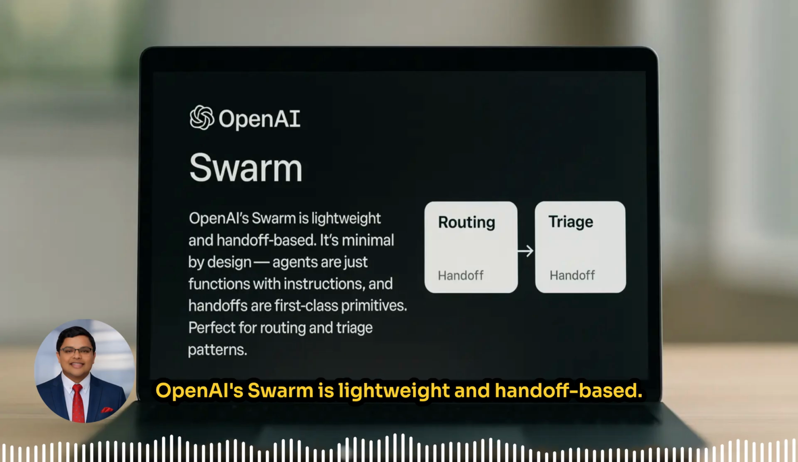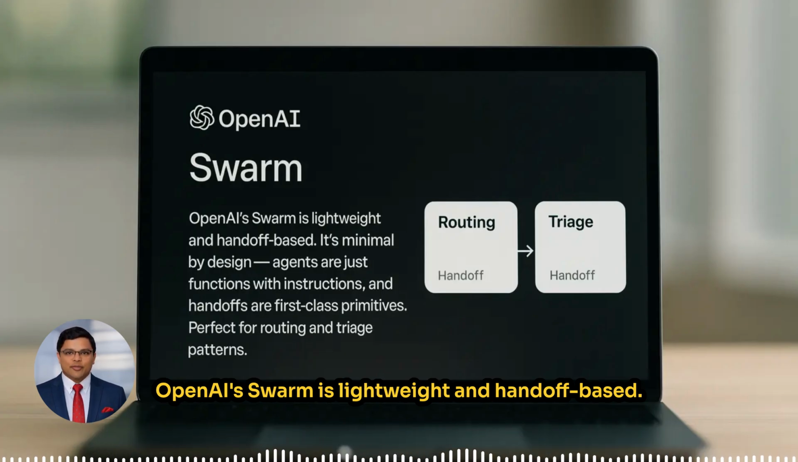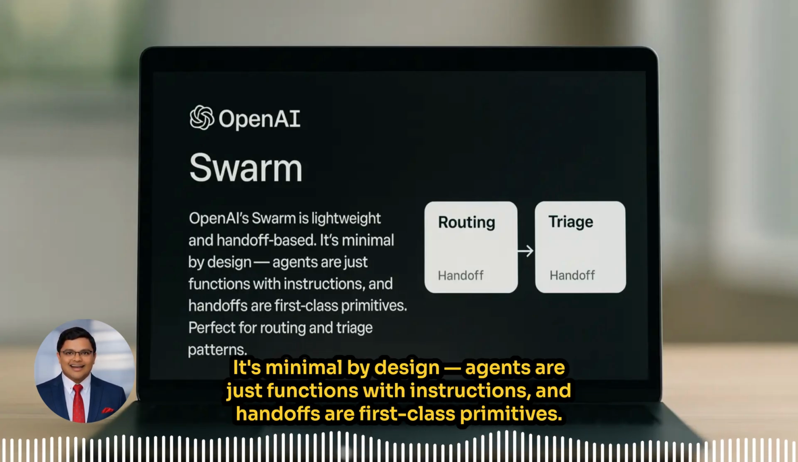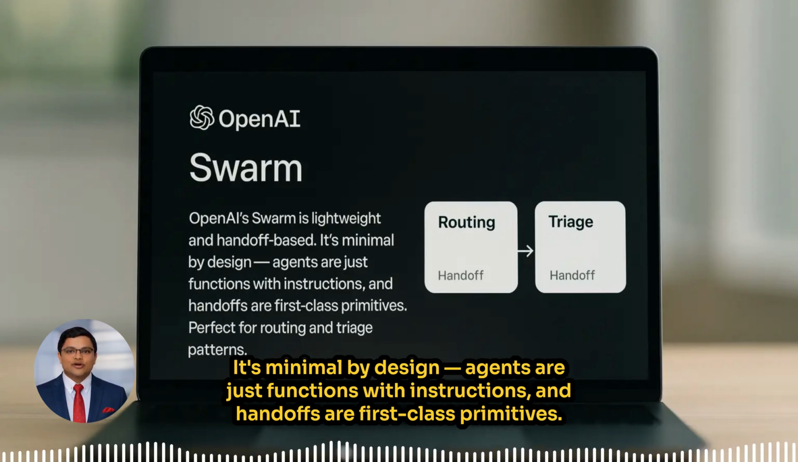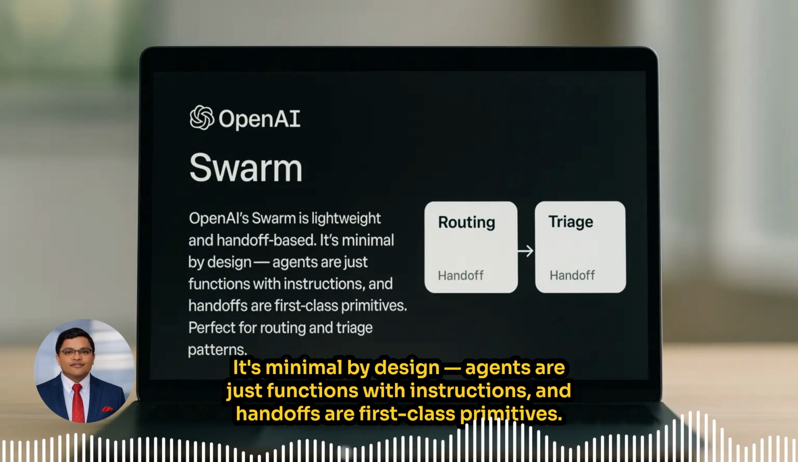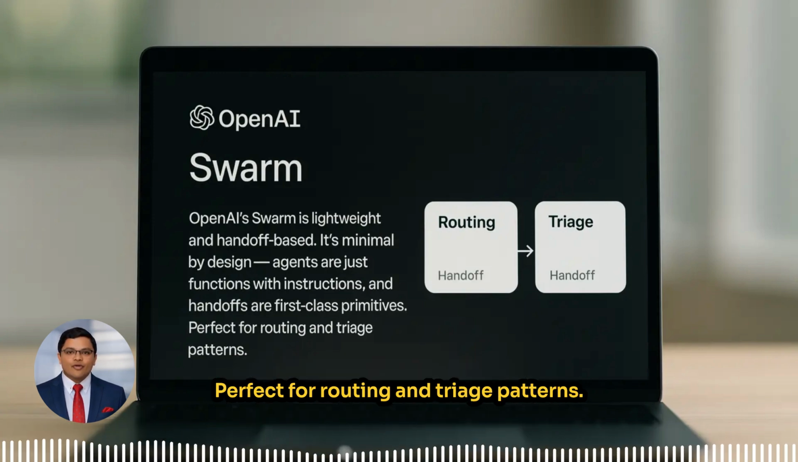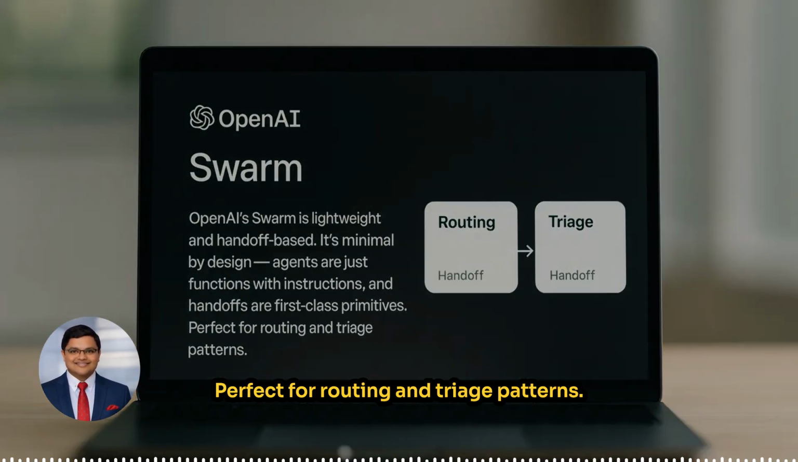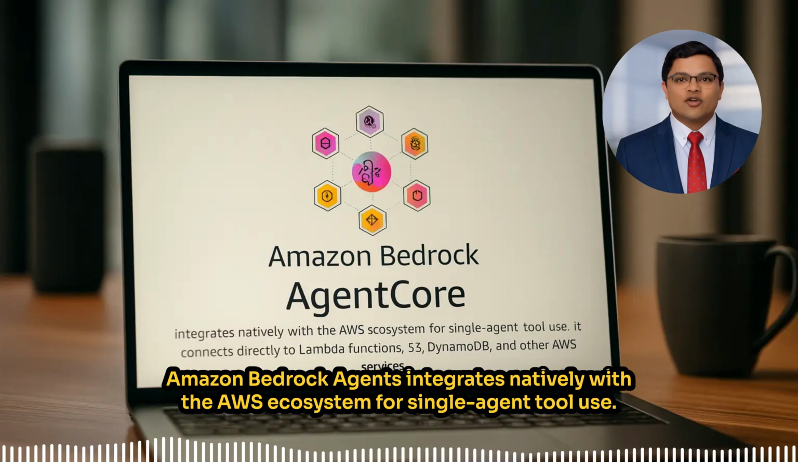OpenAI's Swarm is lightweight and handoff-based. It's minimal by design. Agents are just functions with instructions, and handoffs are first-class primitives, perfect for routing and triage patterns. Amazon Bedrock Agents integrates natively with the AWS ecosystem for single-agent tool use.